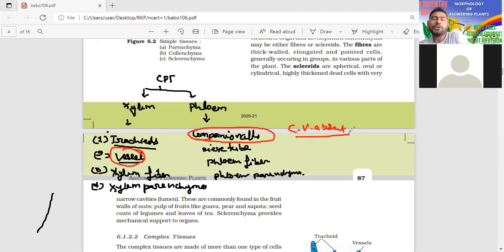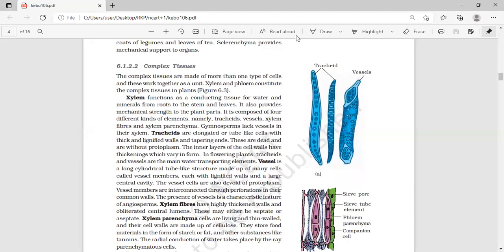If you check angiosperms, each and every angiosperm has highly developed vascular tissue, meaning xylem and phloem, and they have all four components. But in the case of the pteridophytes and gymnosperms, there is a lack of vessels in the xylem and a lack of companion cells in the phloem. Is it fine? Complex permanent tissue, CPT.